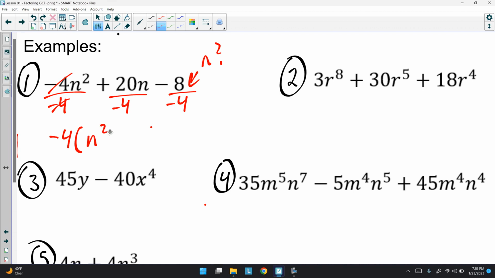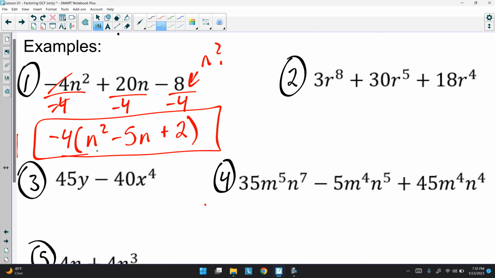20 divided by -4 is -5. Again, bring down the n. Let me erase this little, there we go. Let's see what else. And -8 divided by -4 is +2. That's it. Bing, bang, boom.